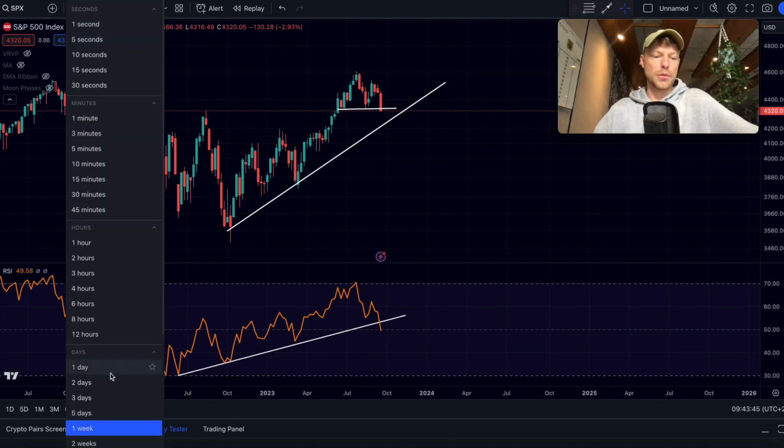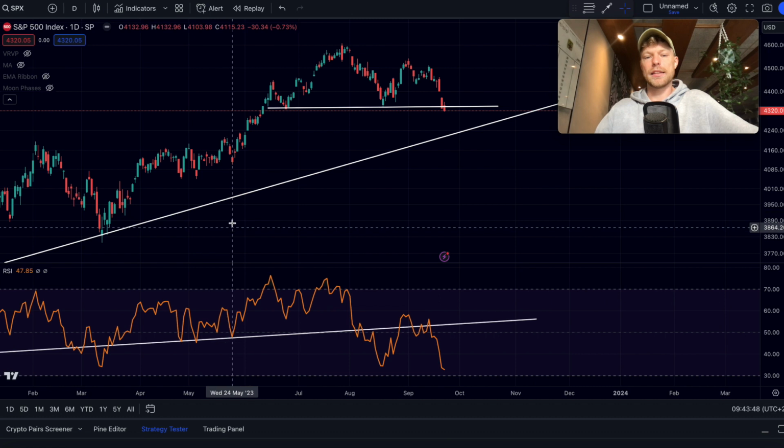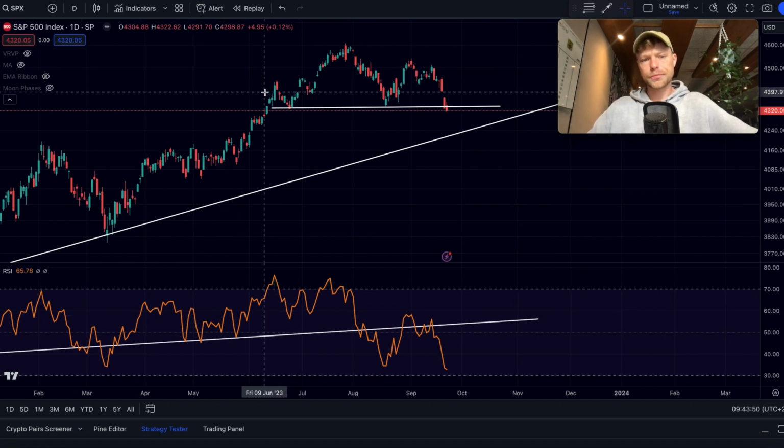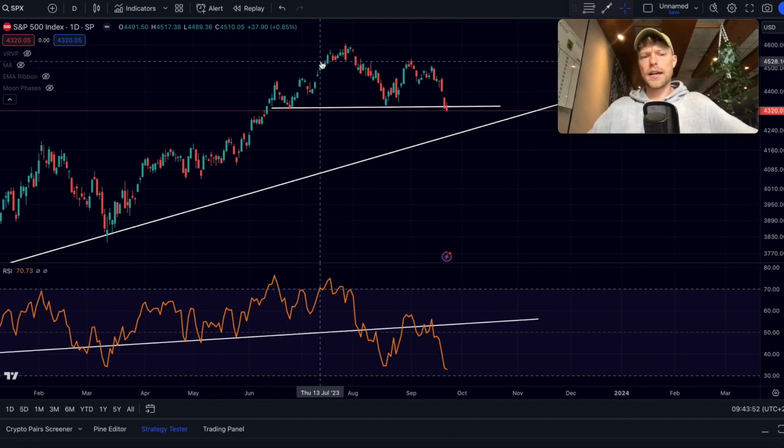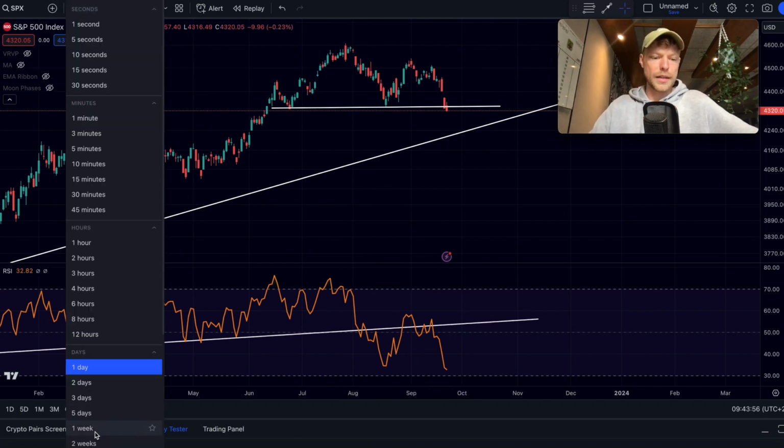It's not really visible on the weekly time frame, but if we go to the daily time frame, you can already see the head and shoulders. Left shoulder right here, head in the middle, right shoulder right there. But I want to bring your attention to the weekly time frame.